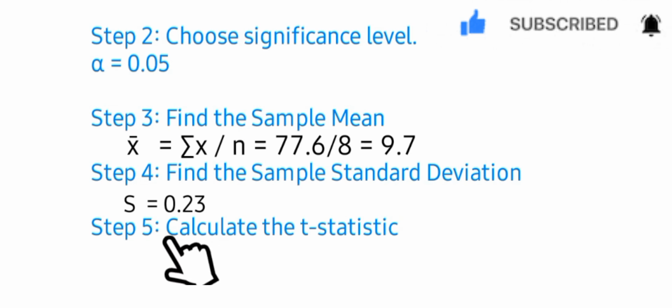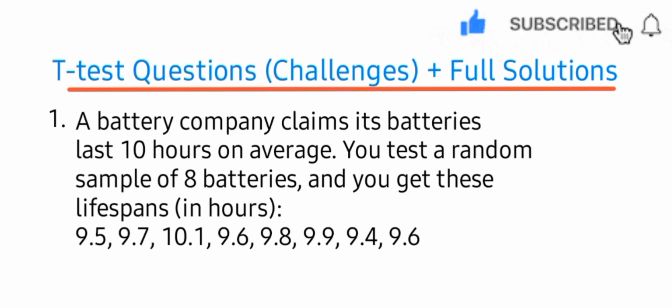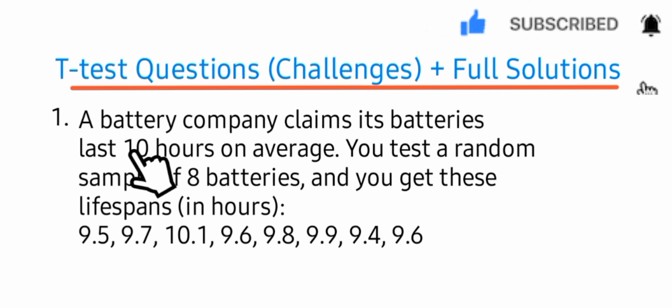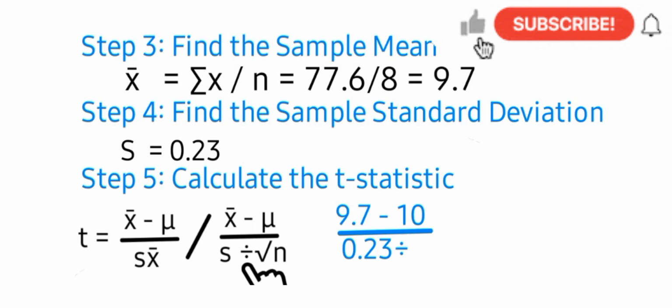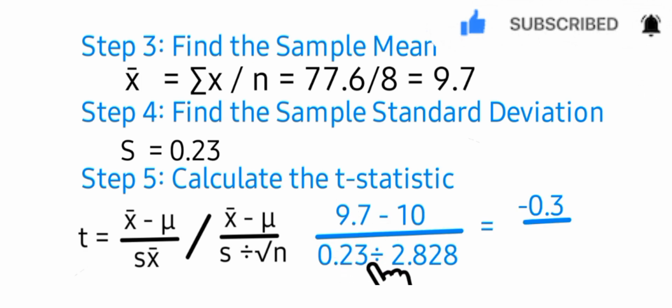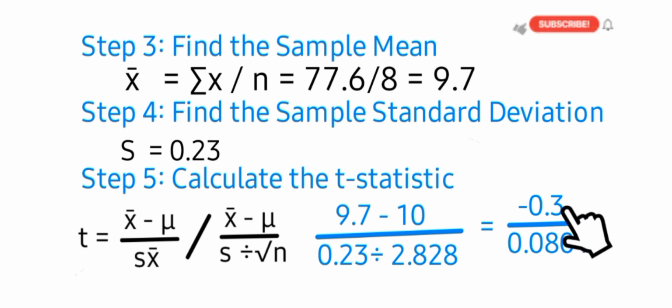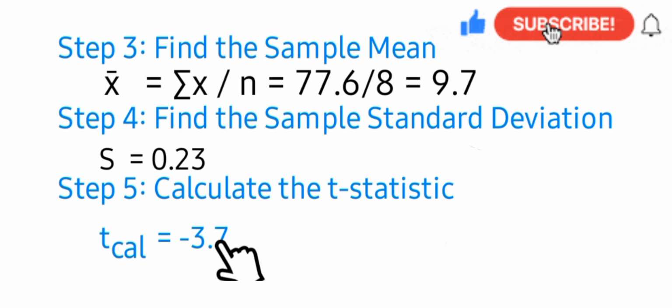Step 5 is to calculate the t-statistic. Since we are dealing with one sample t-test, we adopt this formula to calculate the t-statistic. We have x mean, the mean value is 9.7, minus the population mean. In the given question, we are told that the battery lasts for 10 hours on average. So the population mean value is 10, over standard deviation value divided by root n. N value is 8. Square root of 8 gives this. 9.7 minus 10 is minus 0.3, 0.23 divided by this value, which is approximately negative 3.7. So negative 3.7 represents the t calculated.